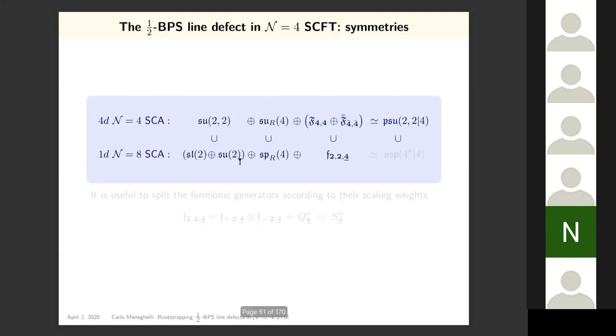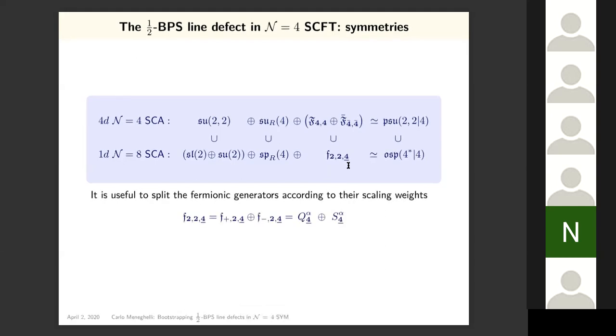And then we also keep only half. So it's a half-BPS setup. We keep only half of the supersymmetry generators. As this little f notation suggests, they are in the two-dimensional representation of the SL(2), the two-dimensional representation of the SU(2), and in the 4 of Sp(4). And this forms the superalgebra OSp(4*|4), where star is just a real form of SO(4), which is the one which is SL(2) plus SU(2). Okay.